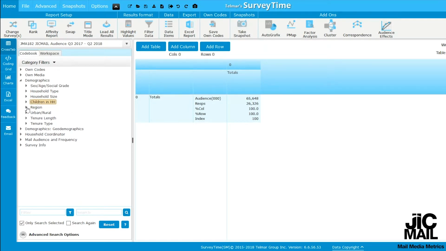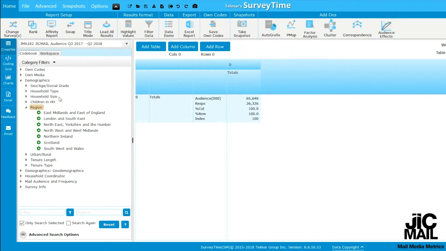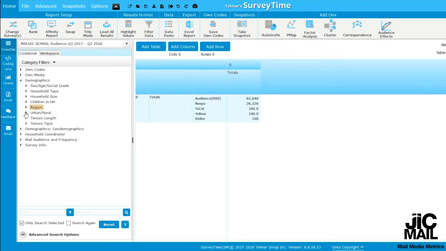We can also look at region. As of our next data release in November, you'll be able to look at ITV regions along with these broader regions as well. We can also look at whether the household is in a rural or urban area. Tenure length, so how long someone's lived at their house, and also whether someone is a homeowner or they rent. On top of that, we have Geo Demographics, so Mosaic, and as of next quarter, we'll have Acorn added in there as well.